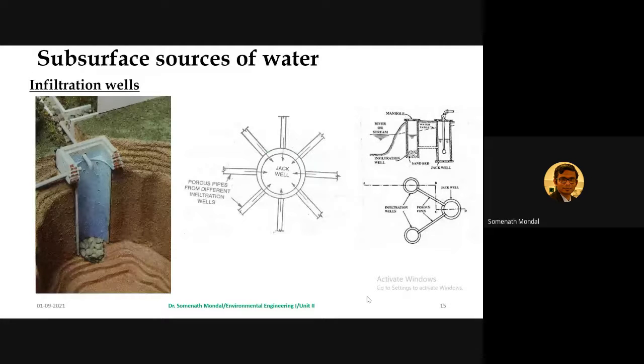So this is the overall way by which these infiltration wells work.